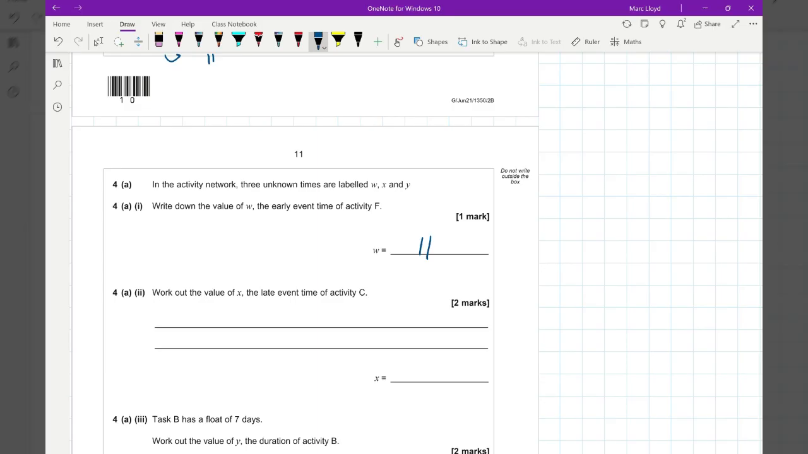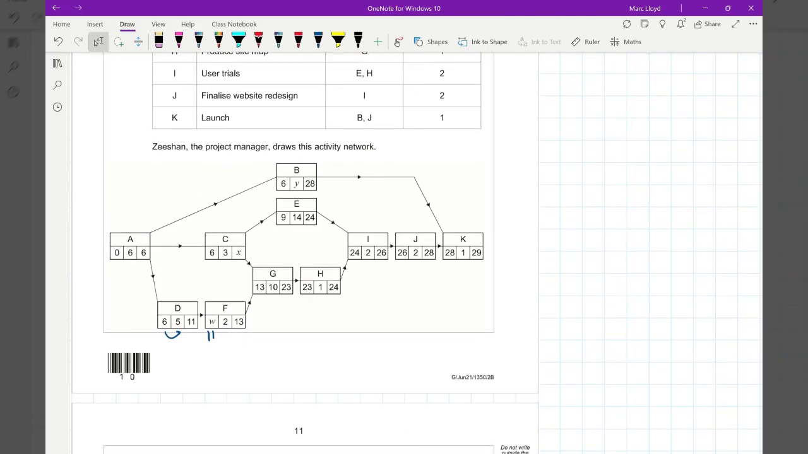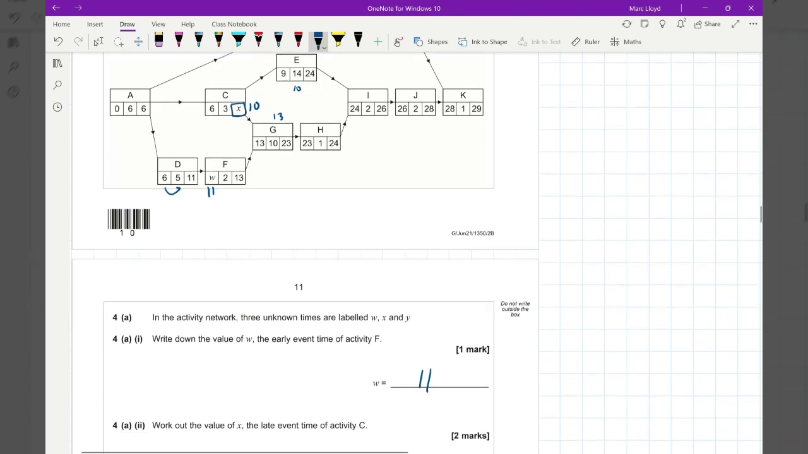Work out the value of X, the late event time of activity C. So 24 take away 14 is 10. 23 take away 10 is 13. So this one needs to be done by 10, otherwise the whole project is delayed. So that's 10.